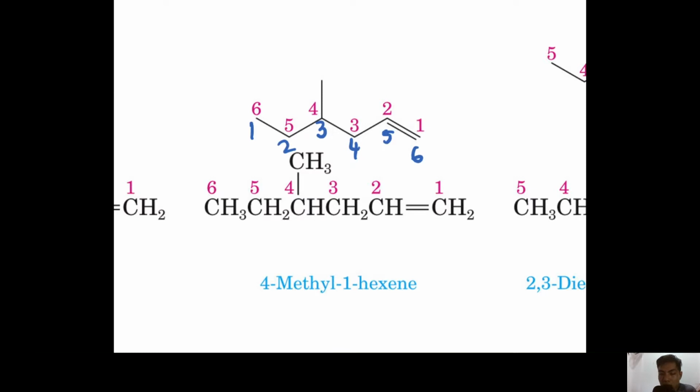Kasi ang priority natin ay yung double bond, no? You prioritize the double bonds, not the substituent. Okay? So, ganun ang batas for your alkenes, no? So, yan. So, that's why we name it 4-methyl-1-hexene. On your fourth carbon, you have a methyl group. On the first carbon, you have your double bond. So 4-methyl-1-hexene.